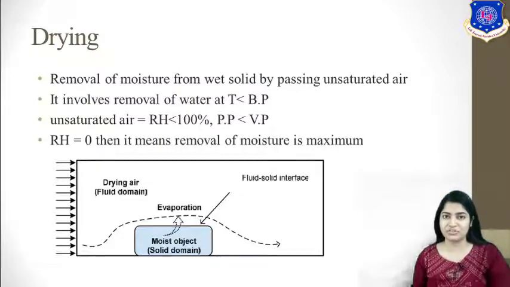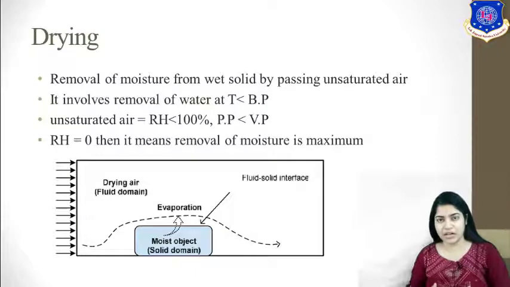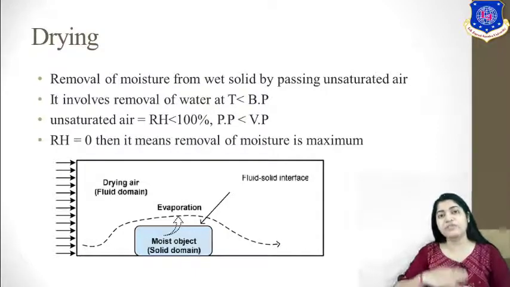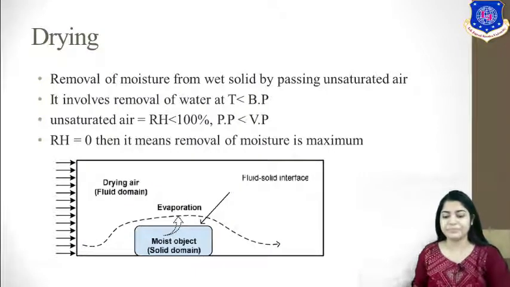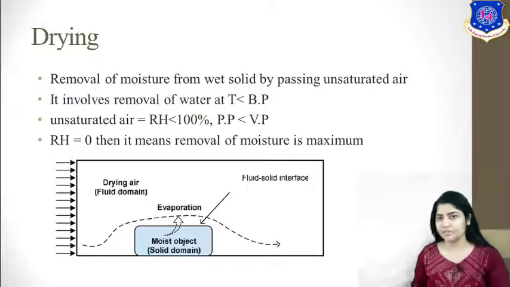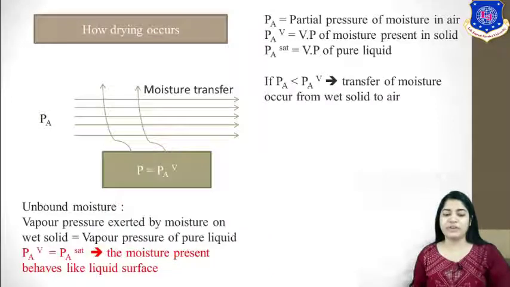Dry gas, what is dry gas? Its relative humidity is 0. So if you are using dry gas to dry out your wet solid, then maximum amount of moisture can be removed from your wet solid. So here you can see the operation: your wet solid, dry air is passing through it. So what will happen? Evaporation will occur, moisture will transfer from wet solid to your dry gas media. But the temperature would be what? It would be less than the boiling point of your liquid, right? So this is your drying.